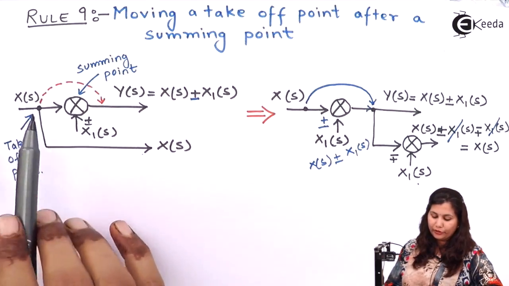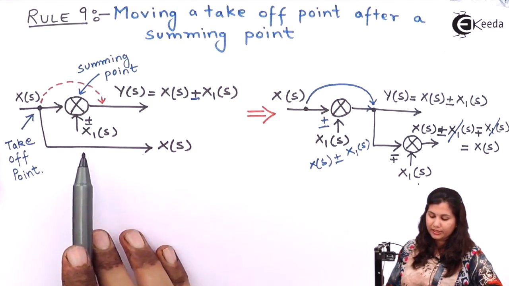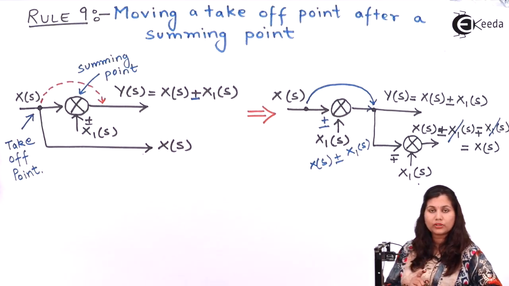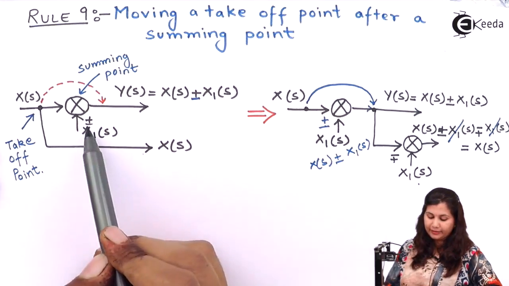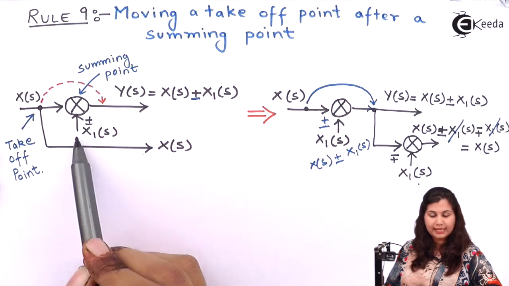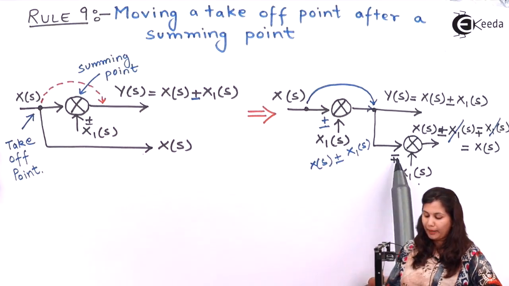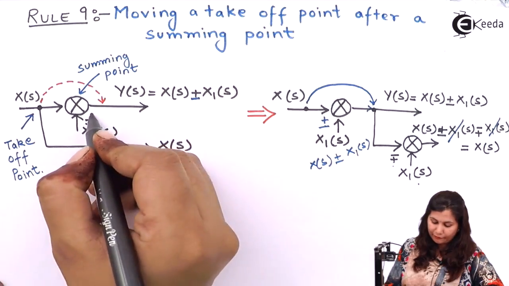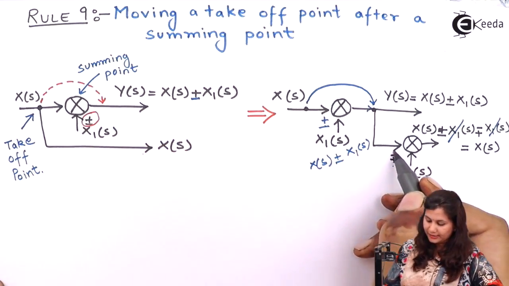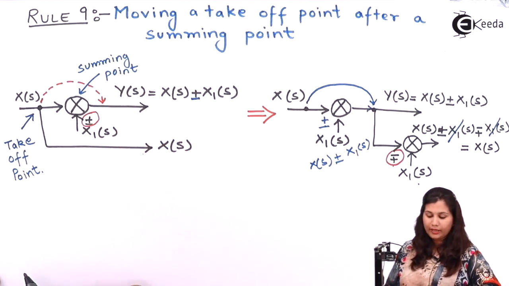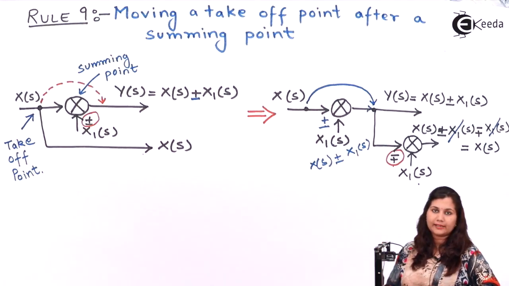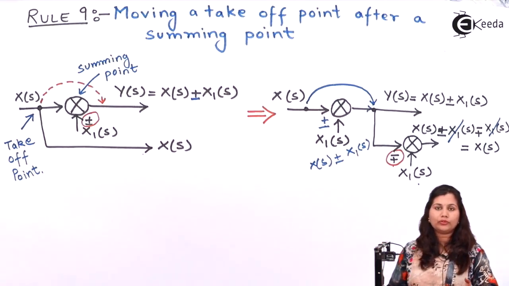Just you have to introduce a copy of this summing point in this path also. But also keep one thing in mind, that here we are having plus minus sign and here we are having minus plus sign. So just keep it in mind. You have to take care of these signs also, and the output will be same in both the cases. So in this way you can move a takeoff point after a summing point.